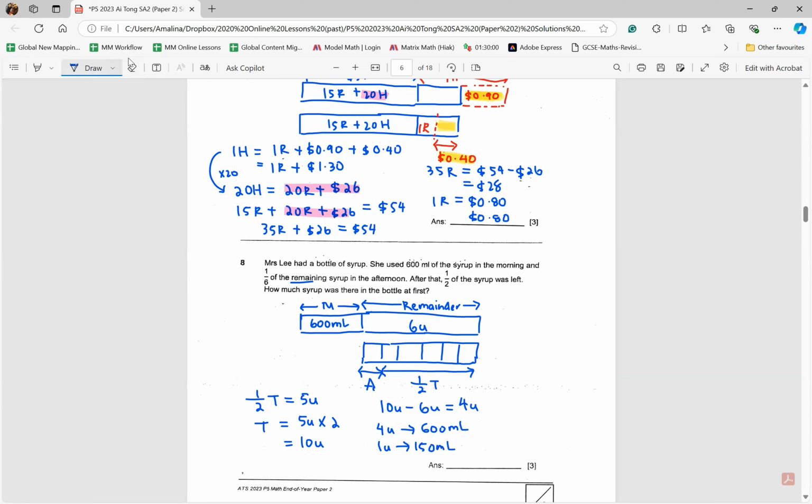And then you find your 10 units because your total has 10 units. So 10U times 150 ml. This will give us 1,500 ml. So that's the answer for this question. Okay, 1,500 ml is my syrup at first.